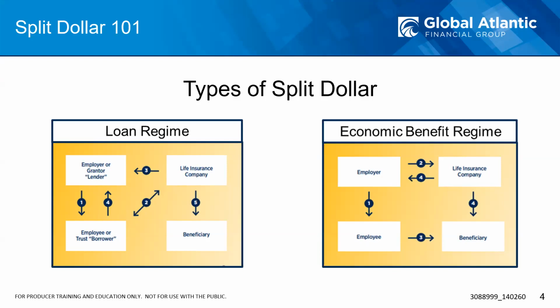So on this slide here that Donald's brought up, you see the two types of split dollar. You see loan regime and economic benefit regime. Most of this presentation, we're going to talk about loan regime because that is the type of split dollar that can take advantage of the current low interest rate environment. So we're going to spend most of our time talking about loan regime, but we will wrap up the presentation by discussing what economic benefit regime is and when it can be useful. So Donald, you can go to the next slide.